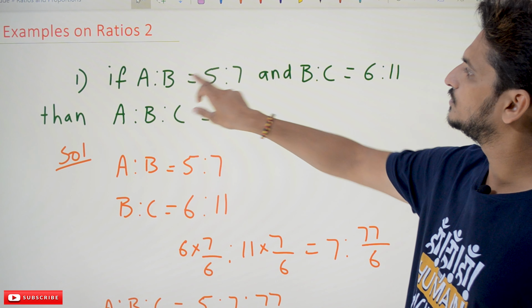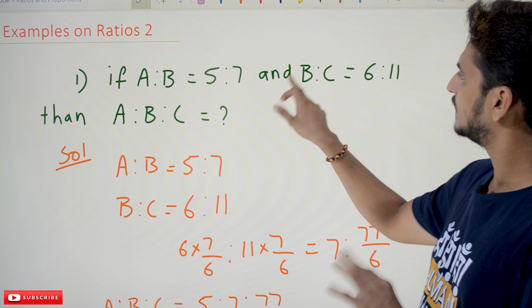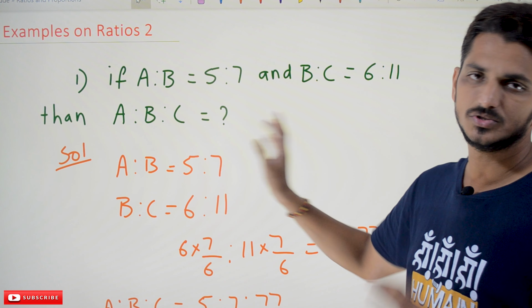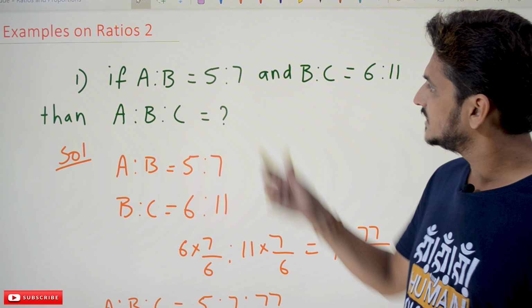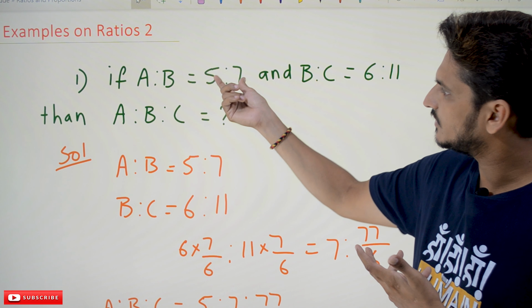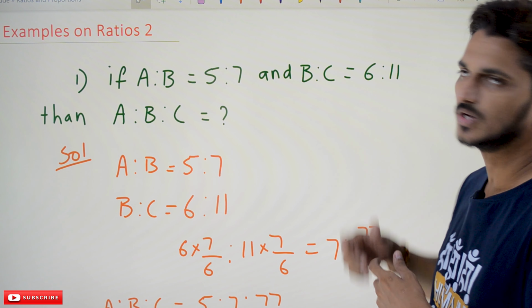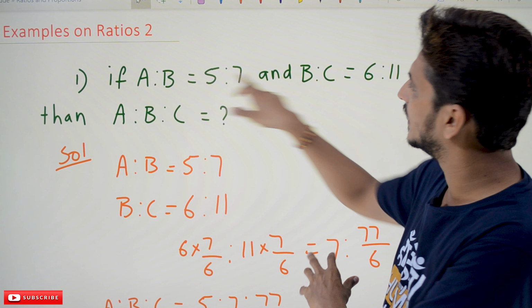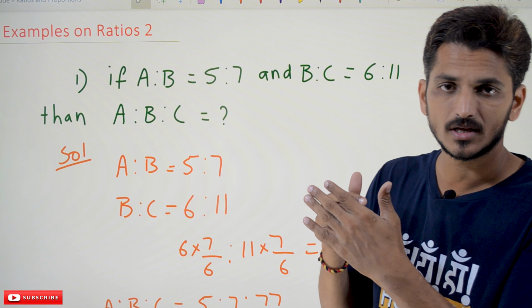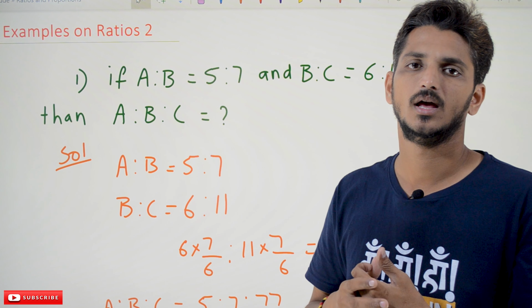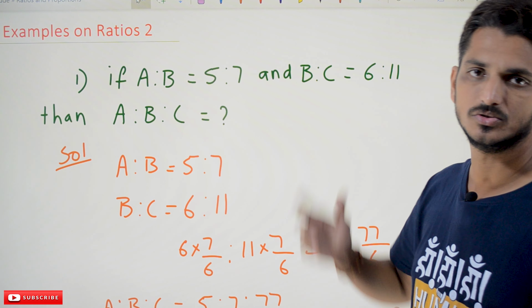if A is to B is equal to 5 is to 7 and B is to C is equal to 6 is to 11, then A is to B is to C is given as? See, A is to B, B is to C. So the ratio of A is to B is 5 is to 7, B is to C is 6 is to 11. If you want to make it A is to B is to C, B's are in common, equate that. You have to make B value equal, then we can solve it.